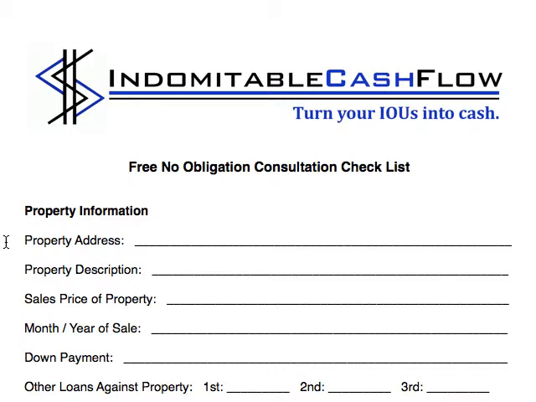To start with, we have property address, followed by property description. Now, in the property description, that's going to be the number of bedrooms, the number of bathrooms, and any land attached to the property, or any improvements that you've made to the property, maybe some garages or something like that. Next, we go on to the sales price of the property, the month and year of the sale, and if you have the day as well, that's great, but the month and year is usually all we need.